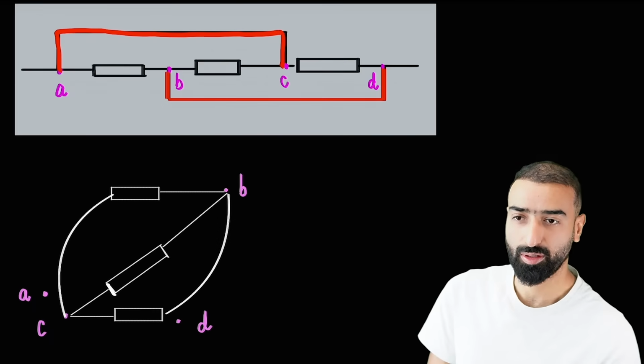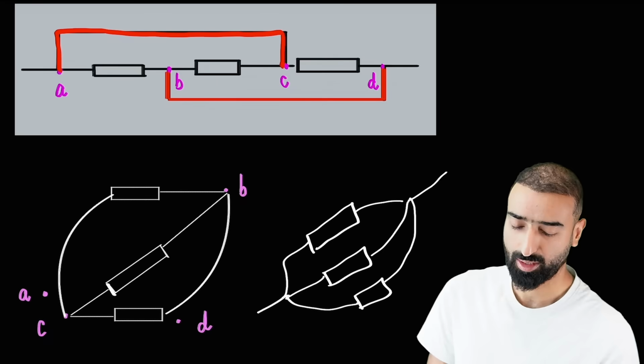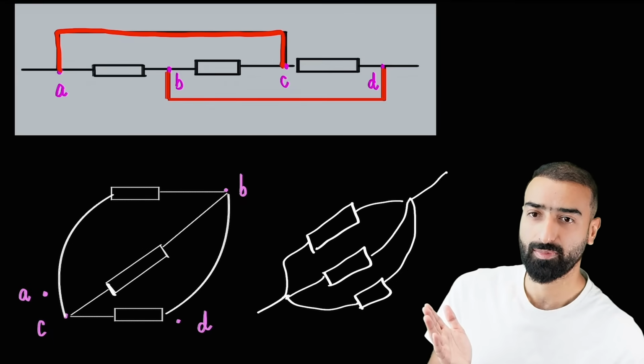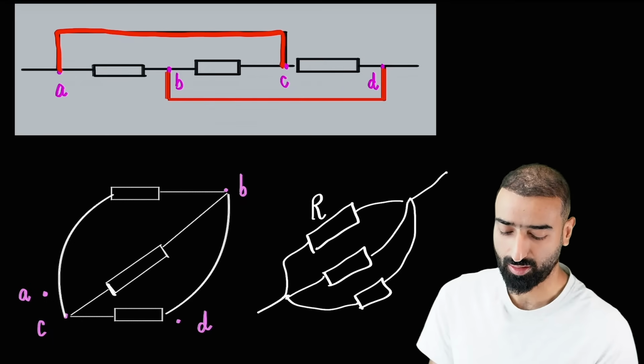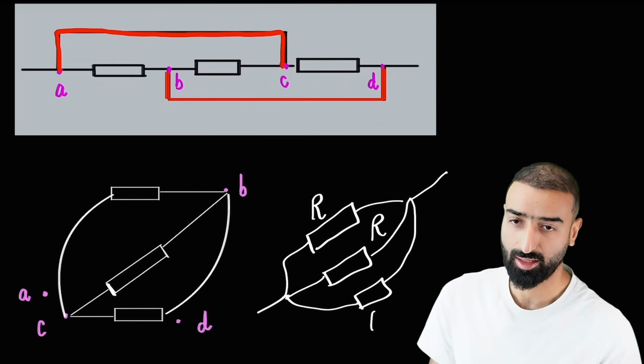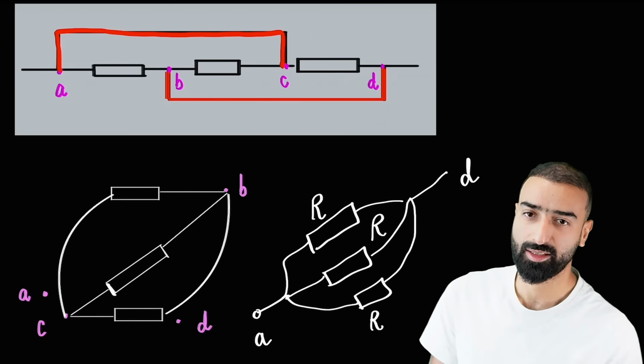This circuit can be redrawn. We have one resistor, another resistor, and the final resistor over here. And what kind of combination is this? All of them are in parallel. So if this is resistor R, this is R, and this is R, between point A and point D.